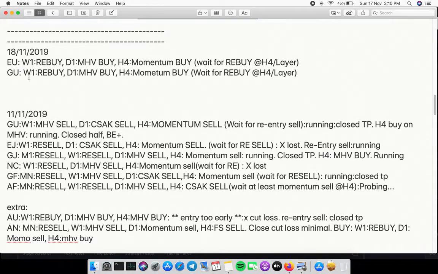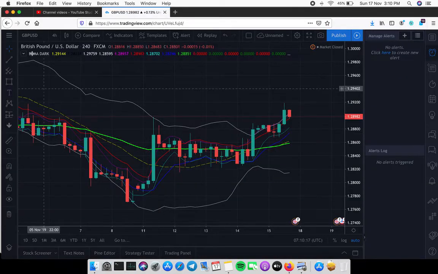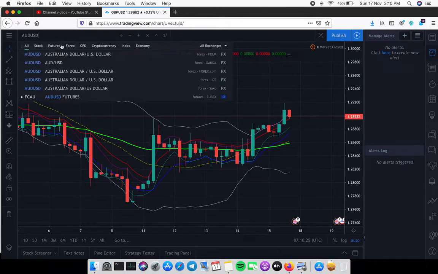But be careful, because if you trade all setups with the same currency, that might not be a very good thing. Just in case USD gets strong, all these pairs will go down, right? So, okay, next one. Let's look at AUD USD. This is another major pair.